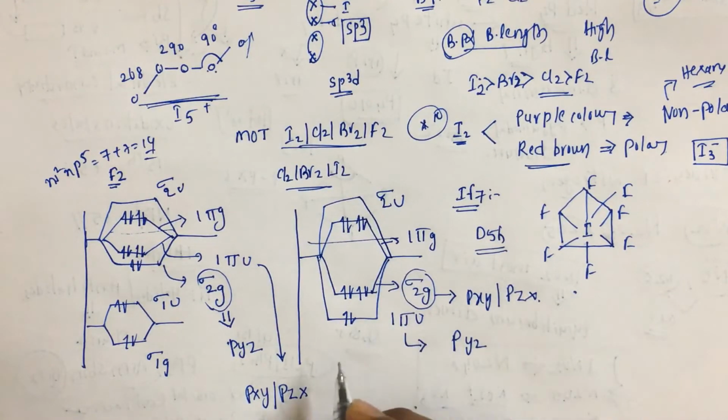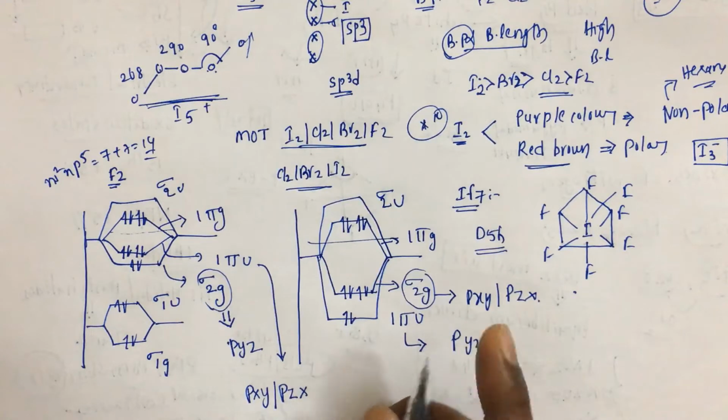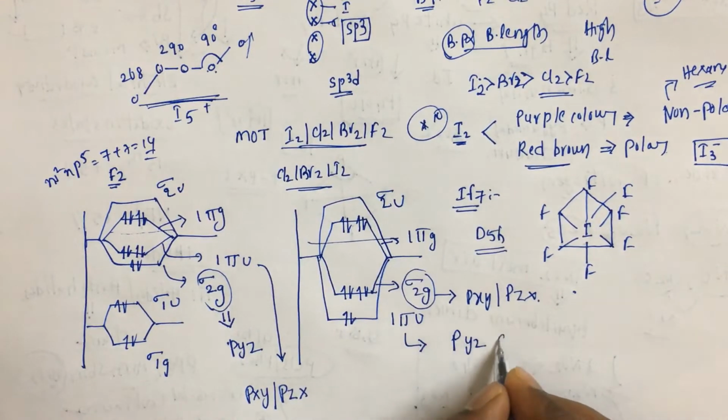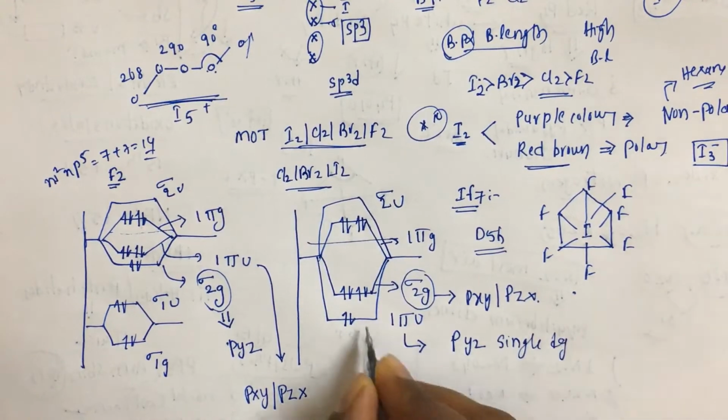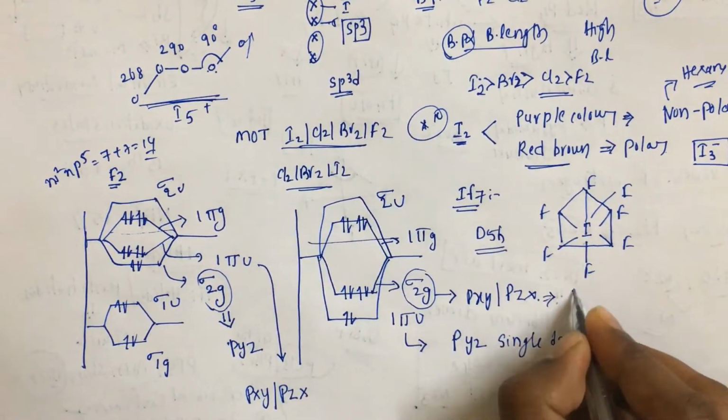They may ask which one is single degenerate and which one is double degenerate. This is single degenerate here, because only one orbital is there, and this is double degenerate.